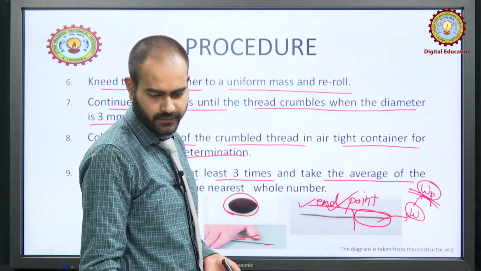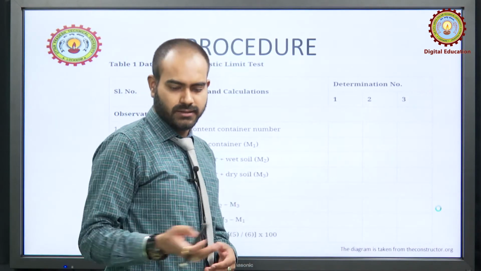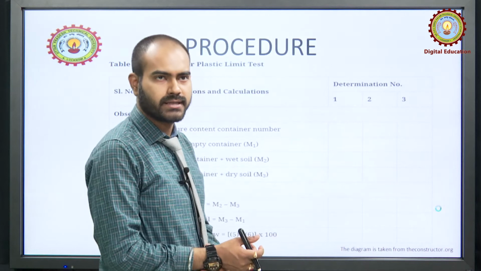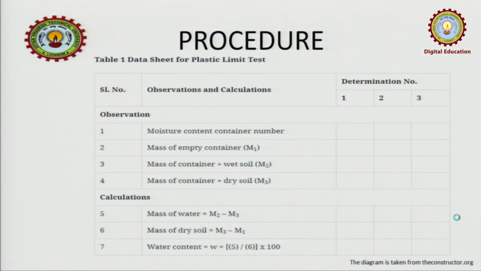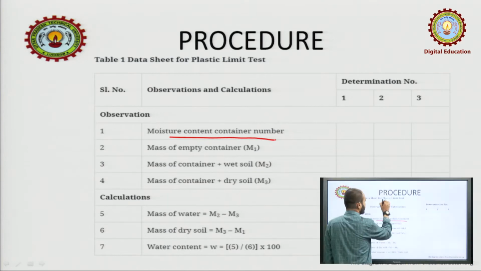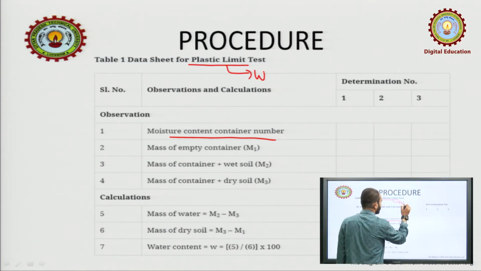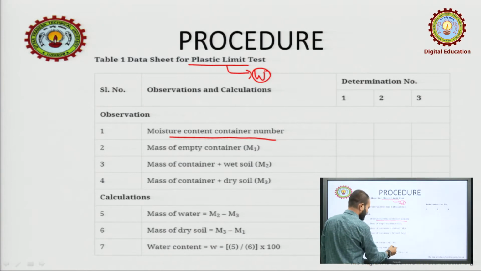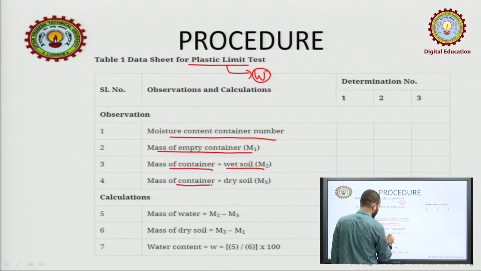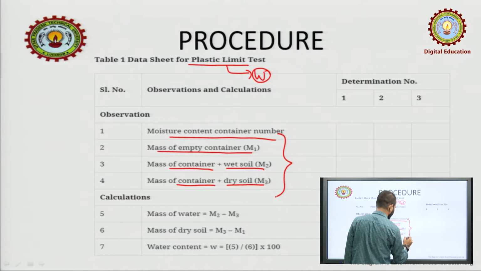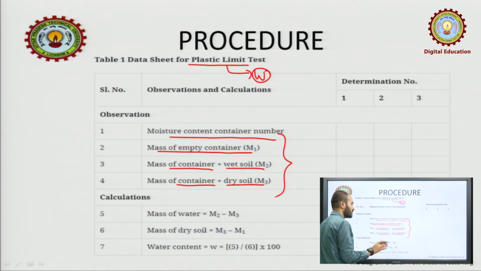Now, let us see the data sheet for plastic limit. We will follow step by step what we have just seen in the procedure. The plastic limit is actually only the water content, so the procedure will be similar to what we do in the water content determination: mass of empty container, container plus wet soil, container plus dry soil. If you remember, we did the same procedure for determining general water content as well.